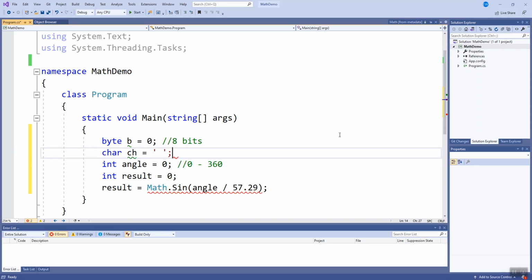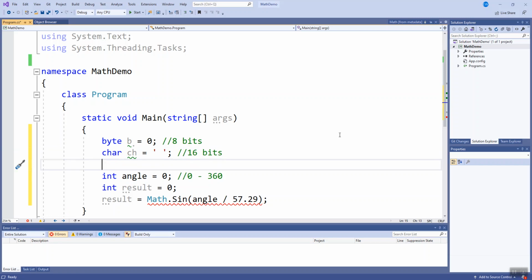Now you might think that that's 8 bits also, and for many, many years they were, but C# or the .NET framework that it's part of uses 16 bits to store a letter, and that allows it to store not only English letters, but French and Spanish and German accents and math symbols and other stuff like that. So that's a char. A char is 16 bits.